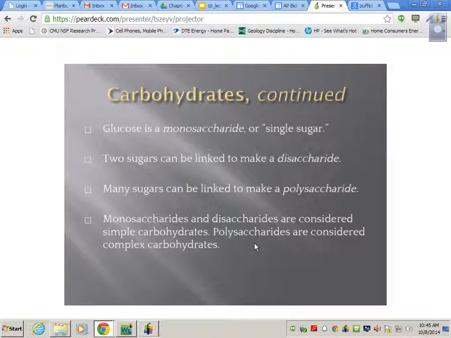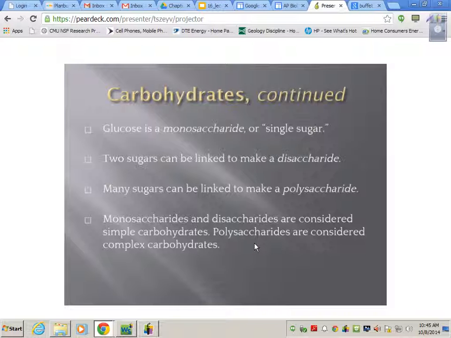What takes longer for a 5-year-old to break down? A spoonful of sugar or a slice of whole grain bread? Which one takes longer to break down? The bread. Why? There are longer chains of monosaccharides all put together, so they have to break down that long chain to get all the energy out of it.